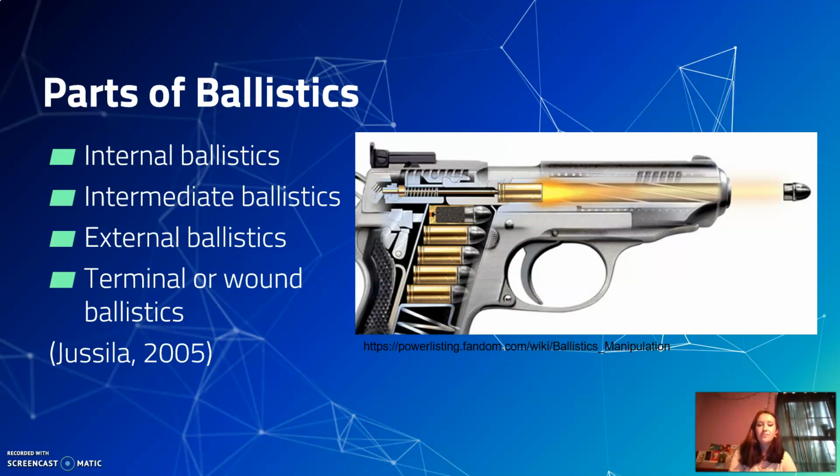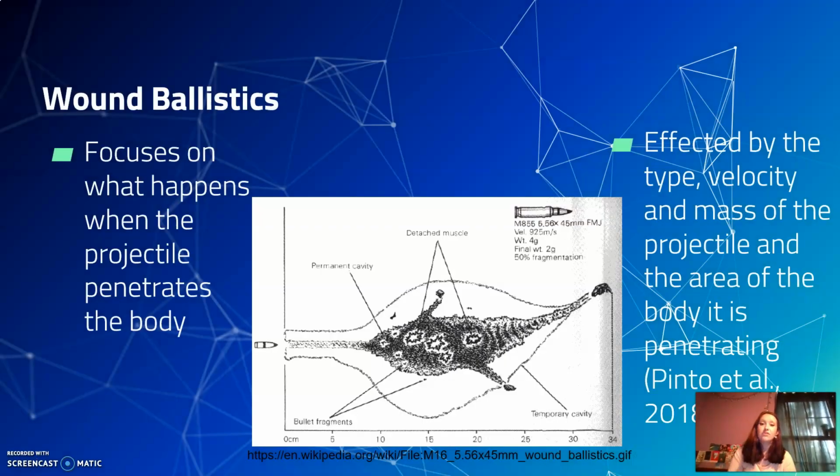And that is the most important part of ballistics. This part focuses on what happens when the projectile penetrates the body and is affected by the type, velocity, and mass of the projectile and the area the body is penetrating. So like I said before, these injuries are completely unpredictable because of all those factors I just listed.